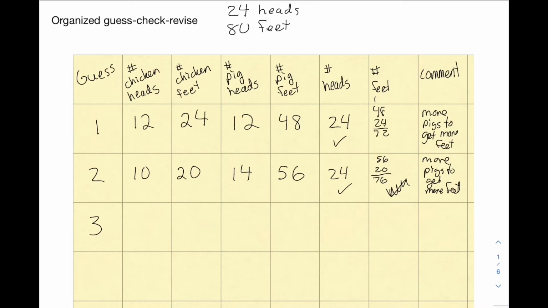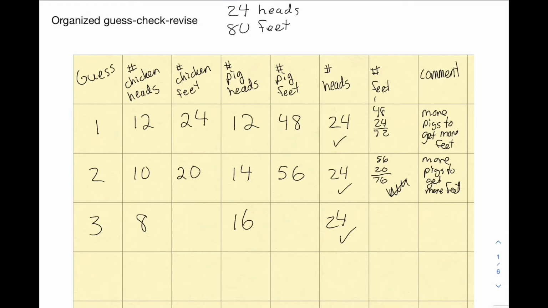Guess number 3. So now I know that when I went down 2 chickens, I went up 4 feet right there. So I'm going to go down 2 chickens again. I'm going to go 8, and now I'm going to have 16 pigs. Again, this adds up to 24 heads.